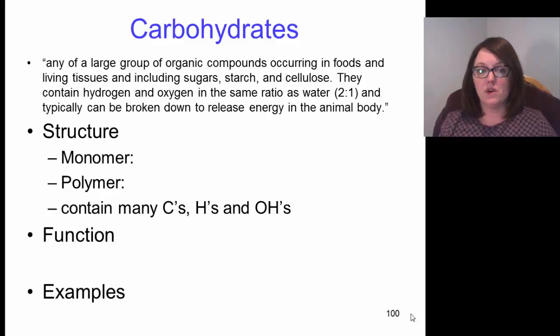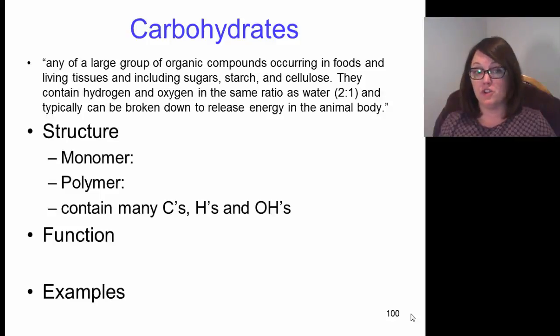In terms of their structure, the carbohydrates have both monomer and polymer versions. Monomers are subunits and polymers are composed of multiple subunits. The monomer for a carbohydrate is called a monosaccharide, whereas a polymer for a carbohydrate is called a polysaccharide. You've probably heard those terms before.